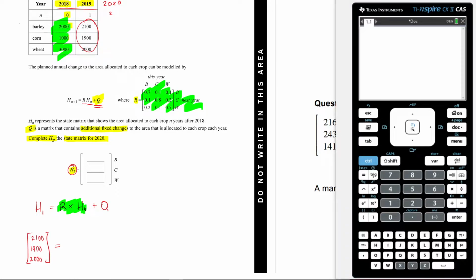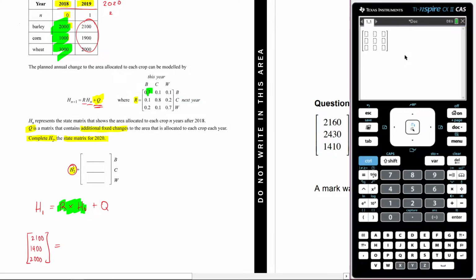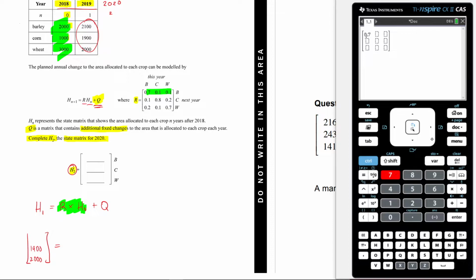So let's come to my CAS and put in this transition matrix. We're going to come here, go there, get a 3 by 3 matrix. Then I'm going to type in all of these numbers. Oh, it's just broken for me for a second. Let's keep on going. We're going to go 0.7, 0.1, 0.1, 0.1, 0.8, 0.2.